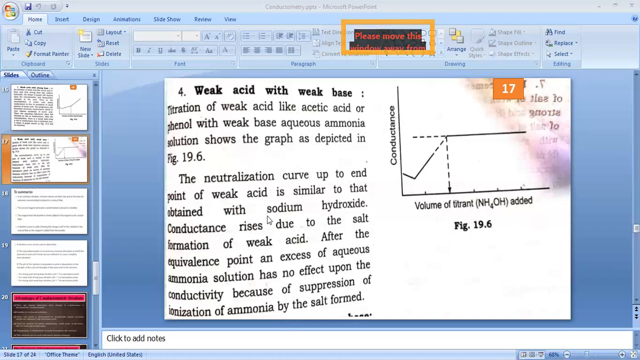We'll cover the summarization part as well as the application of conductometric titration in the next class.